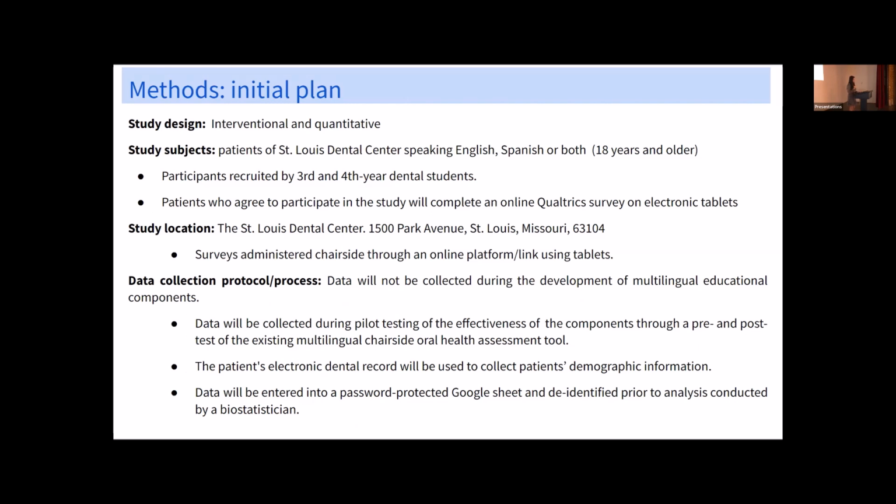In the data collection process, data will not be collected during the development of multilingual educational components. However, data will be collected during pilot testing of the effectiveness of components through a pre and a post test of the existing multilingual chairside oral health assessment tools. The patients' electronic dental records will be used to collect patients' demographic information, and the data will be entered into a password-protected Google Sheet and will be de-identified prior to analysis conducted by the biostatisticians. Next slide, please.